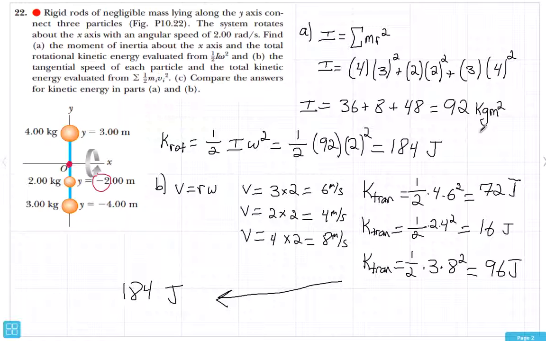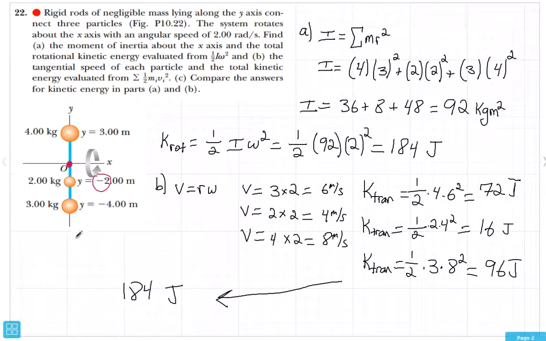which, as a unit, isn't terribly exciting. It's just the unit for moment of inertia. Again, it's the rotational analog to mass. If inertia is how difficult it is to accelerate an object, then this number tells you how difficult it is to rotationally accelerate this object.